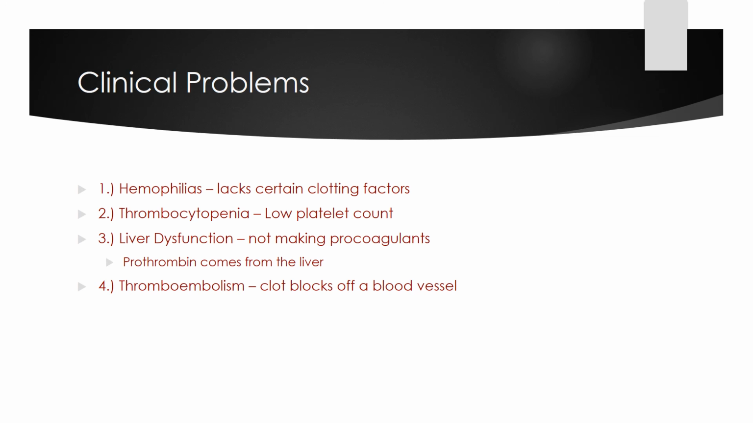Here's a short list of clinical problems related to blood. Hemophilia is when a certain clotting factor is lacking. This can result in excessive bleeding. Thrombocytopenia is a low platelet count. Liver dysfunction, not making procoagulants. Prothrombin comes from the liver, and if the liver isn't functioning, it may not produce enough prothrombin.